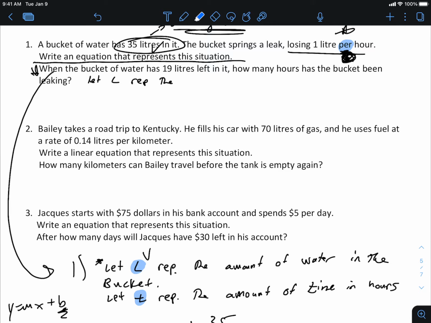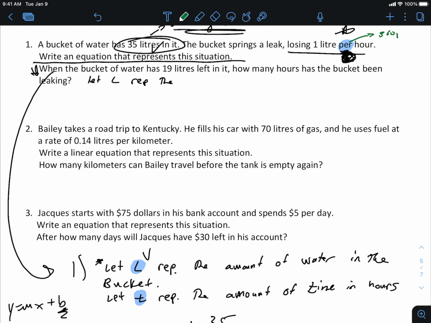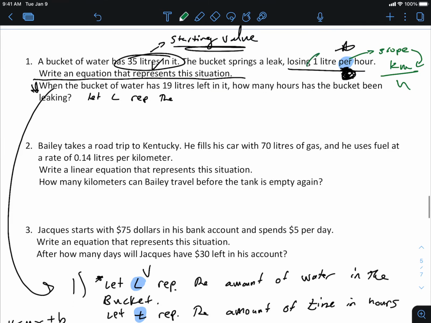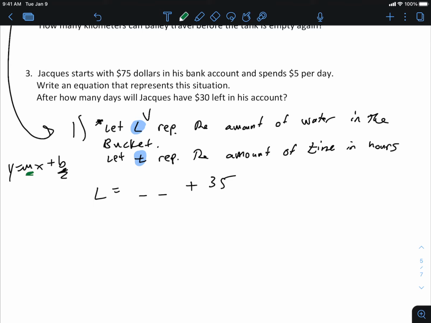This word per, I always associate with the slope. Kilometers per hour, for instance. Slope. It's a rate of change. So we're losing 1 liter for every hour, per hour. Anywhere I see a number and the word per pretty close to one another, that's m every time. Okay, so I now know what m is. m is going to be -1 because I'm losing 1 liter every hour.